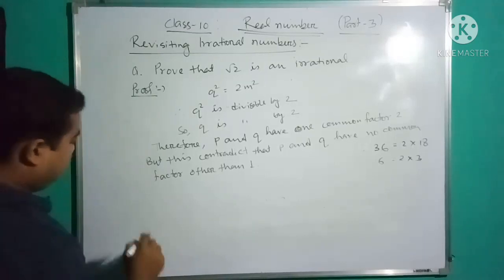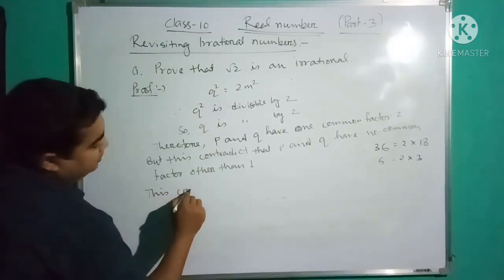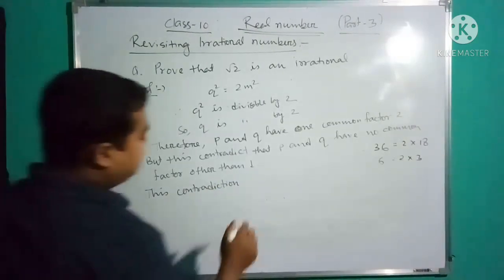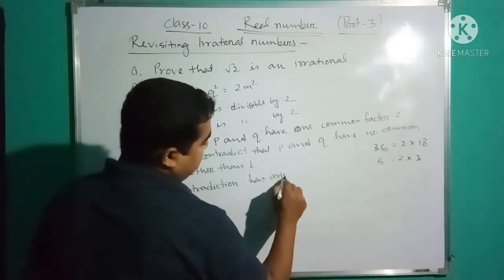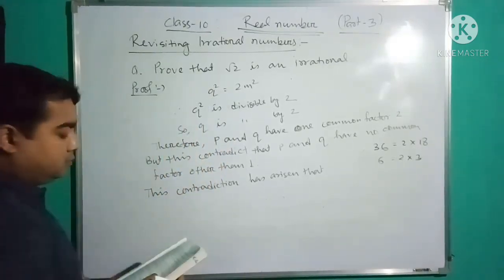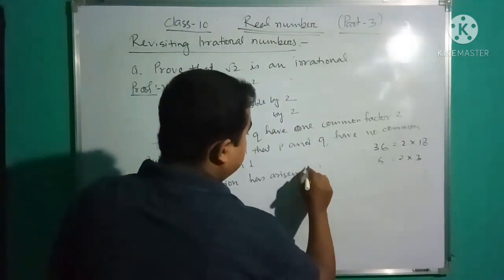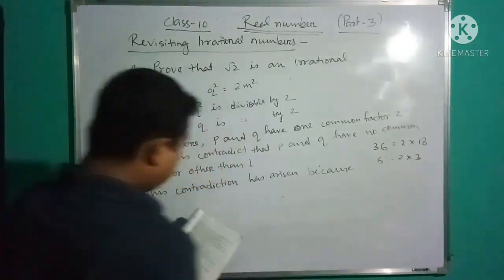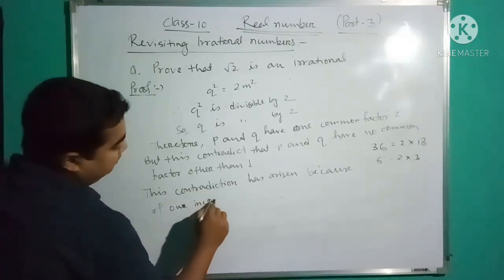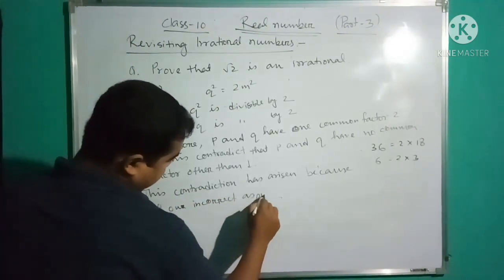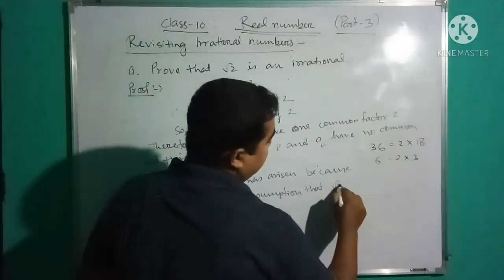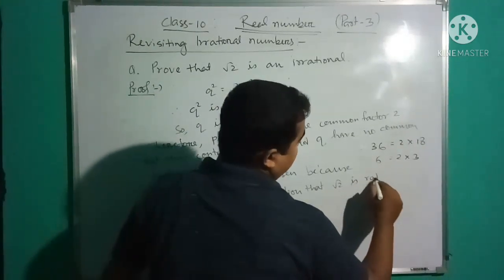So write the next line. This contradiction has arisen because of our incorrect assumption that root 2 is rational.